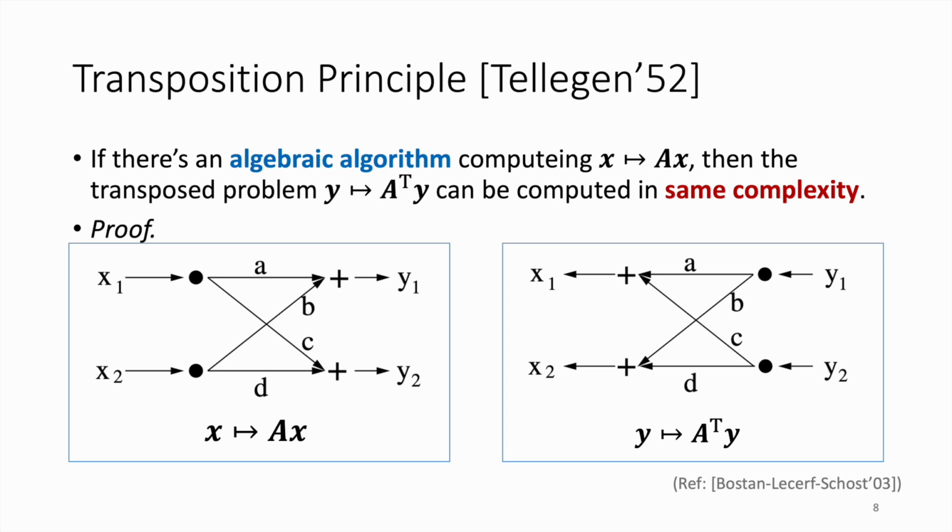And then how do you obtain the transposed problem? This picture already shows how to do that. You can just reverse each of the wires, and then each output gate now becomes an input gate, and each input gate becomes an output gate. And you can check that this circuit just computes the transposed matrix.